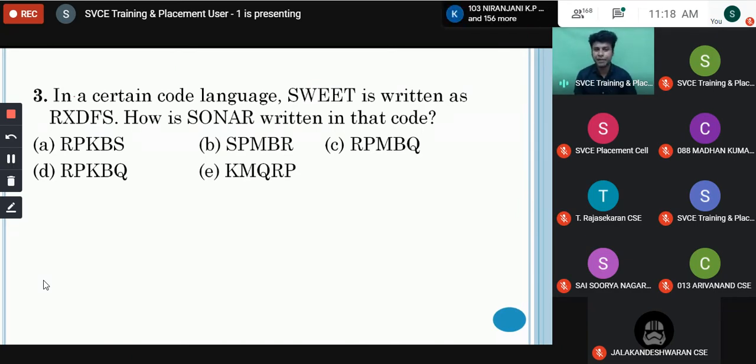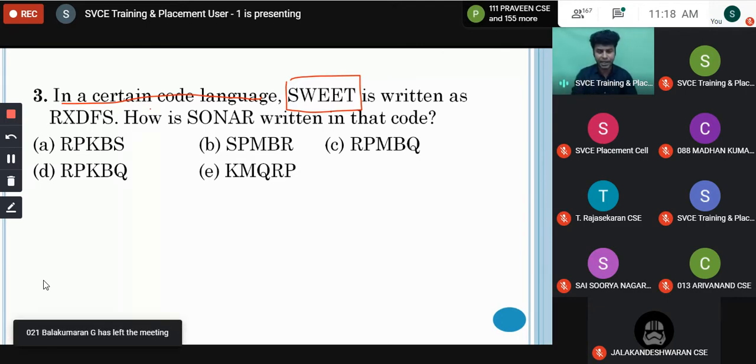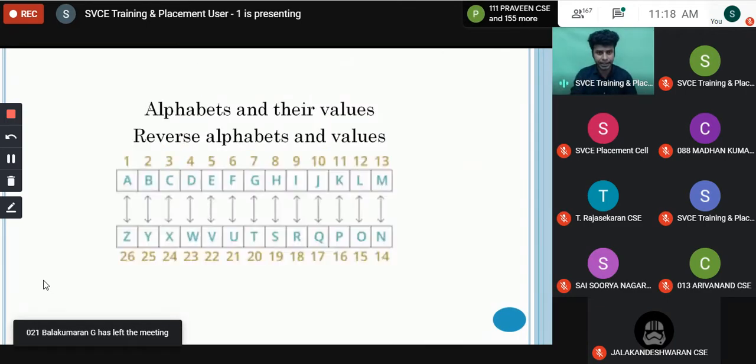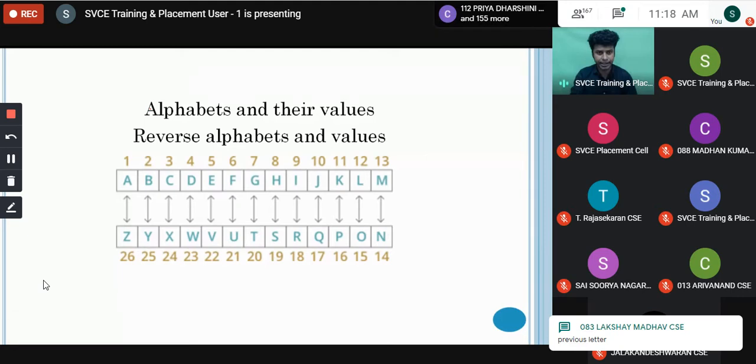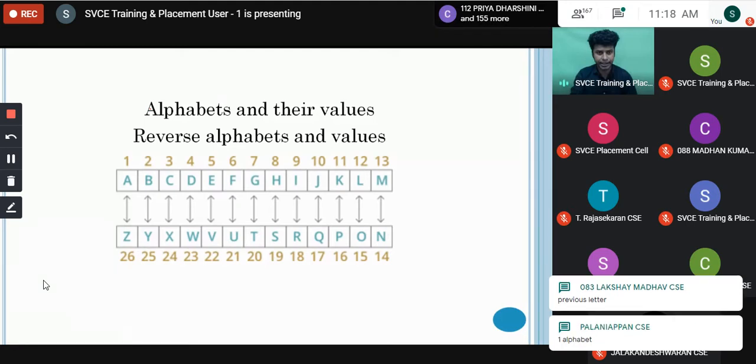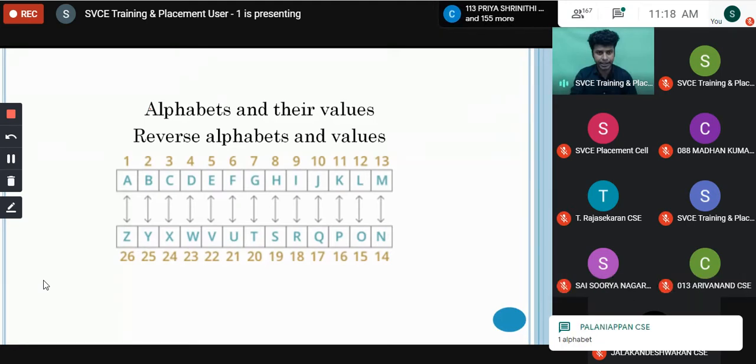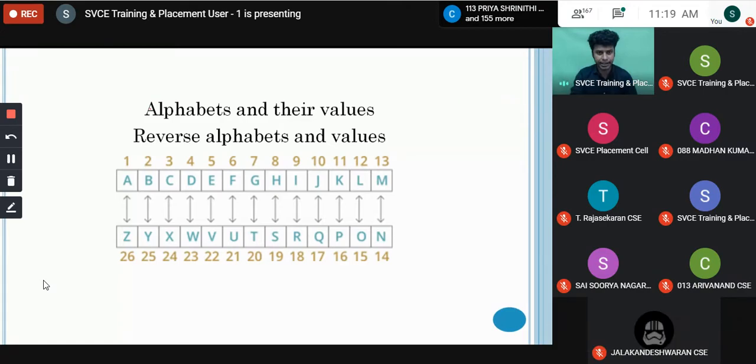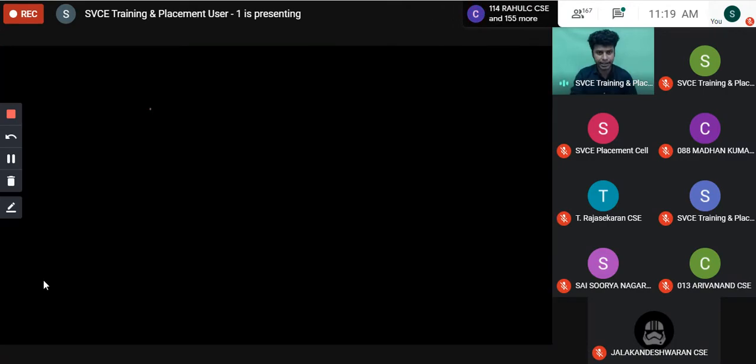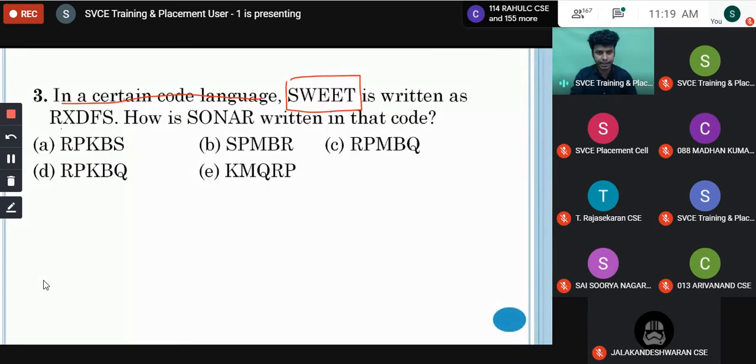Now try to find this logic. In a certain coded language, the word sweet is written as RxDFS. What is the logic behind this? Now you should know the alphabets and their values. That is very, very important. I have skipped it here because I'm going to teach you after some time: alphabets and their values and their reverse values. By the end of the session, I'm going to teach you how to remember these alphabets and their values and how it is going to be helpful to solve those problems. So please wait for a while. I'll come back.